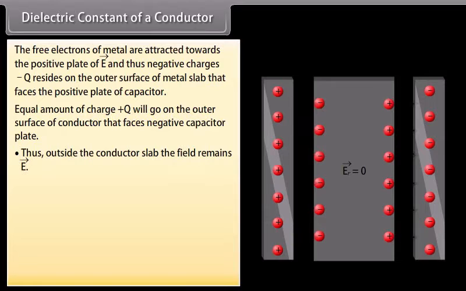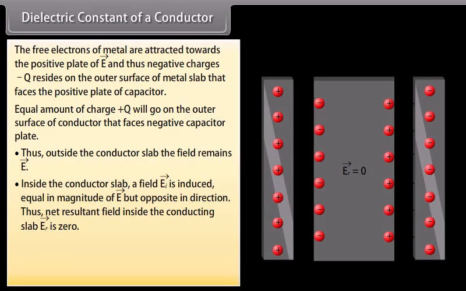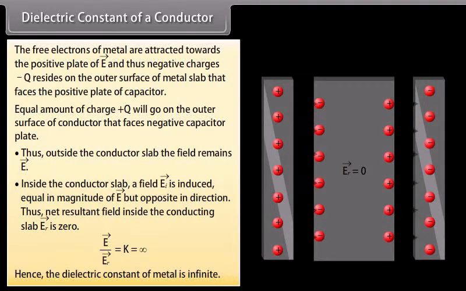Thus, outside the conductor slab the field remains E. Inside the conductor slab, a field E I is induced, equal in magnitude to E, but opposite in direction. Thus, the net resultant field inside the conducting slab E R is zero. It gives E upon E R is equal to K, which is equal to infinity. Hence, the dielectric constant of metal is infinite.